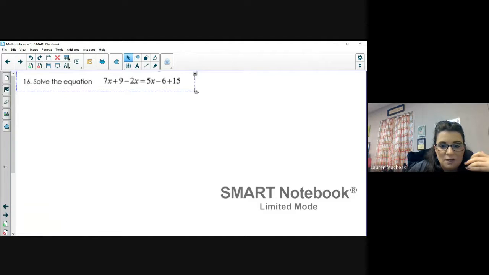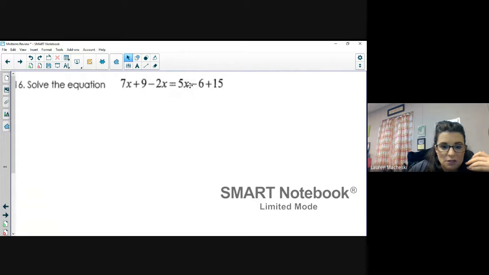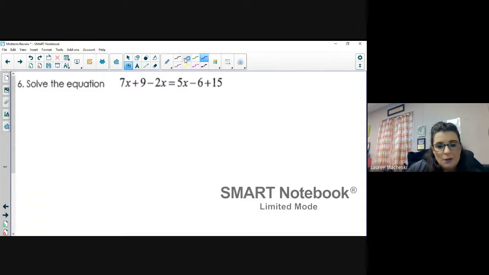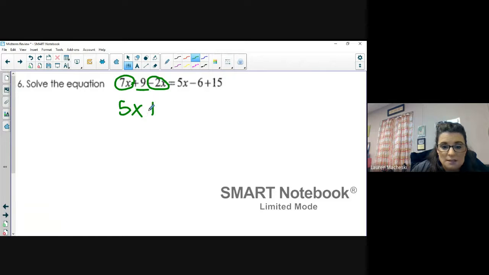All right, solve the equation. So I got an equation here. Let's see what I got going on. All right, so I don't have any parentheses on the left. Do I have any like terms on the left-hand side? Looks like I do. I got 7x minus 2x. Remember, when they're on the same side, do what it says. 7 minus 2 would be 5x. And leave your plus 9.